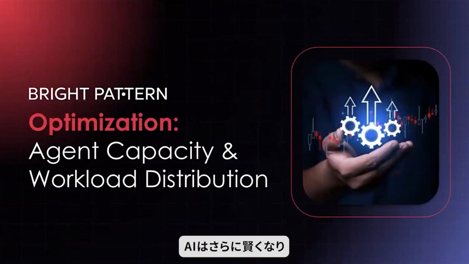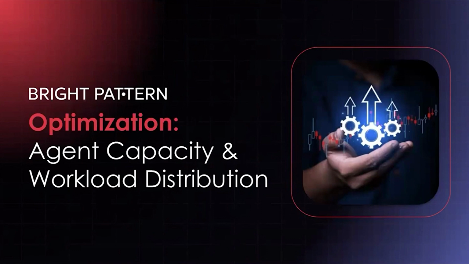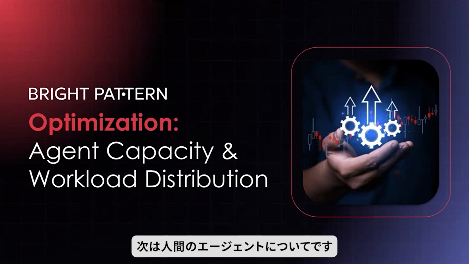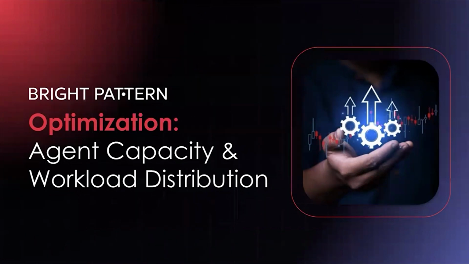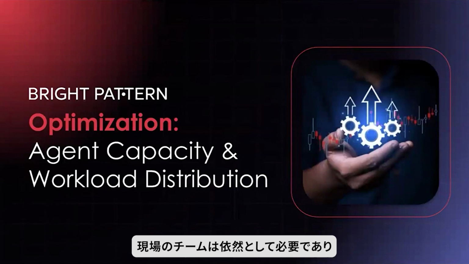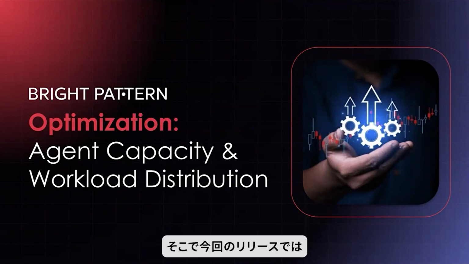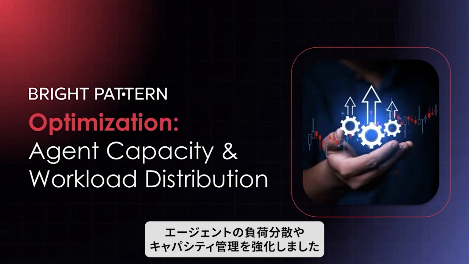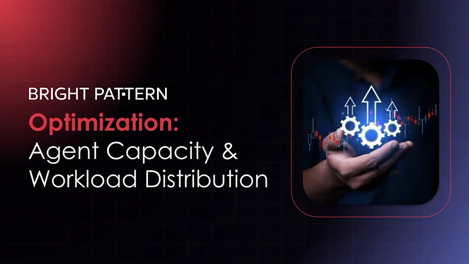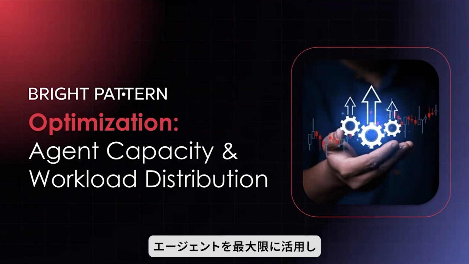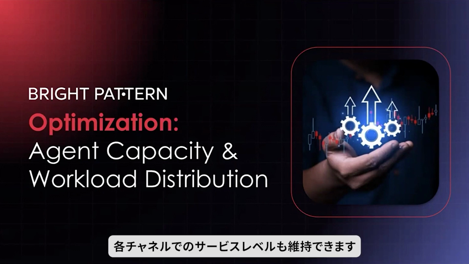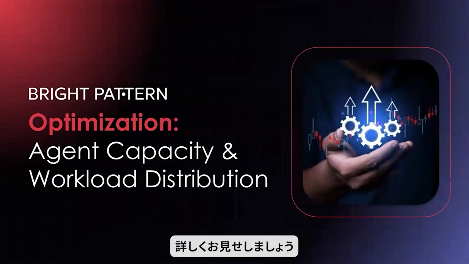Alrighty, now that we've covered how AI is becoming smarter, faster, and easier to deploy, let's switch gears and talk about human agents. Because even with all of the automation in place, the frontline teams still play a critical role. And ensuring that their capacity is managed efficiently is just as important as optimizing bots. That's why this release includes powerful enhancements focused on agent workload distribution and capacity logic, designed to help you get more out of every agent while maintaining service levels across channels. So let's take a look.